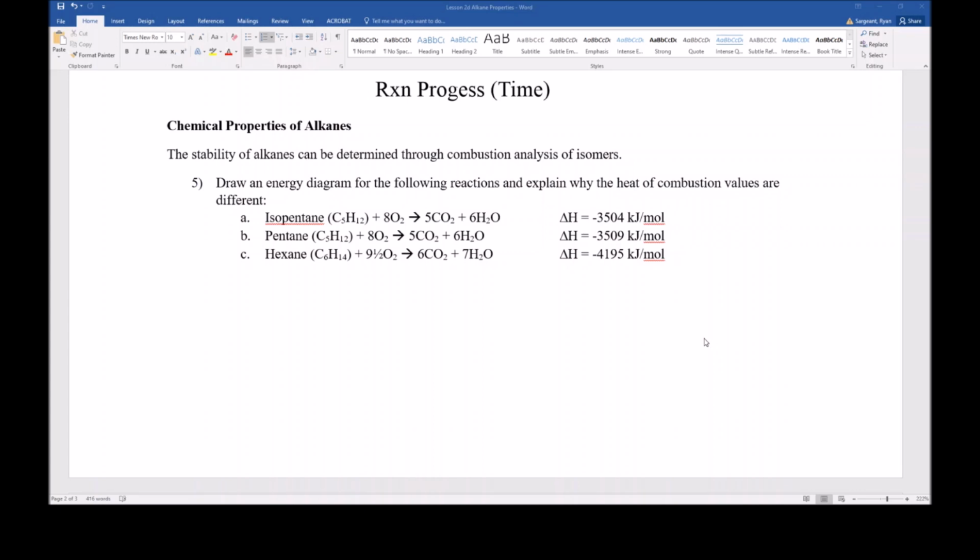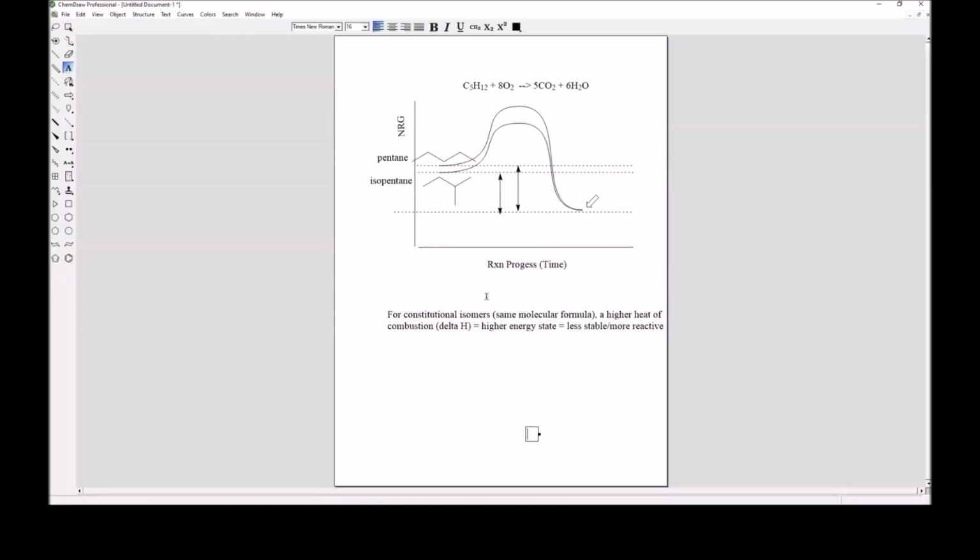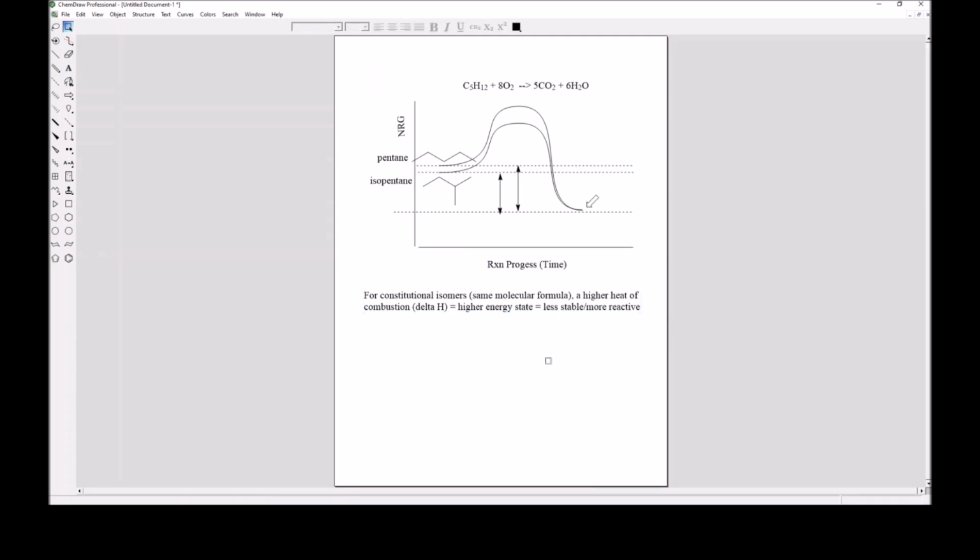So what about hexane? Hexane has a much, much higher heat of combustion. Does that mean that hexane is much, much less stable? Because the higher energy you have, the less stable you tend to be. And the short answer is no. In fact, it's not fair to compare, based on heats of combustion, molecules that don't have the same number of carbons and hydrogens.